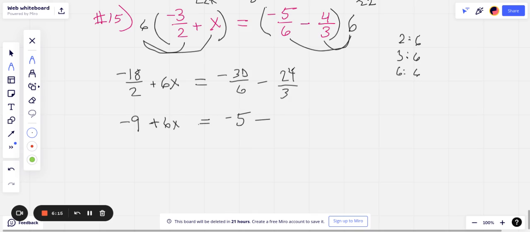And then this was a 24. Negative 24 over 3 is negative 8. Okay. Now this is where I think, is there any terms that I can combine on this side? No, because I have a constant and an x term, so I can't combine them.